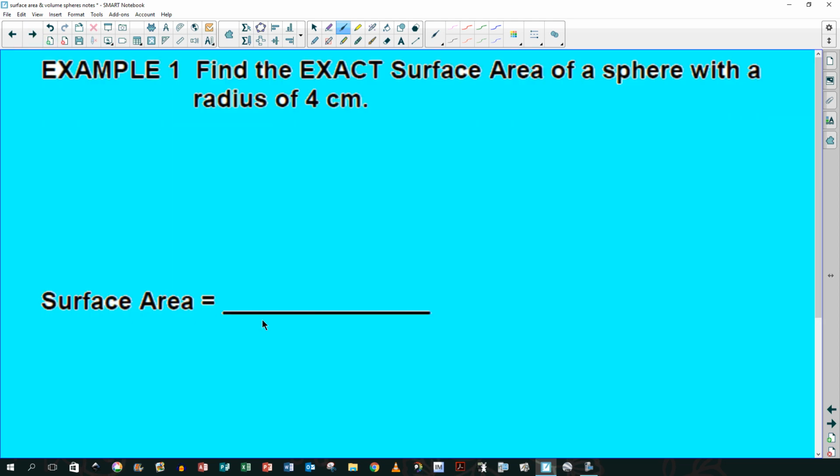The good news is, like I said, these are super easy. We're not going to use any decimals. We're going to find the exact. Exact meaning your answer will be in terms of pi. So if I need the surface area of a sphere, surface area is 4 pi r squared. So 4 pi, 4 squared, is 64 pi centimeters squared. Done. There's no guesswork to these because you don't have to ask yourself what's the base. The surface area is 4 pi r squared.